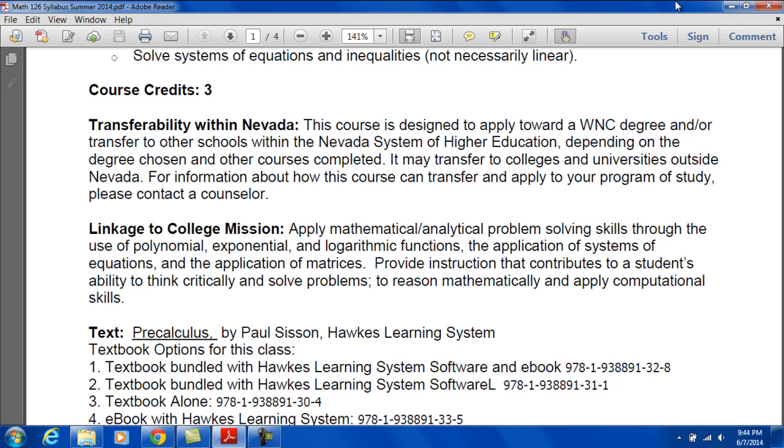This is a 3-credit course. Transferability within Nevada: this course is designed to apply towards a WNC degree and/or transfer to other schools within the Nevada system of higher education, depending on the degree chosen and other courses completed. It may transfer to colleges and universities outside Nevada. For information about how this course can transfer and apply to your program of study, please contact a counselor.